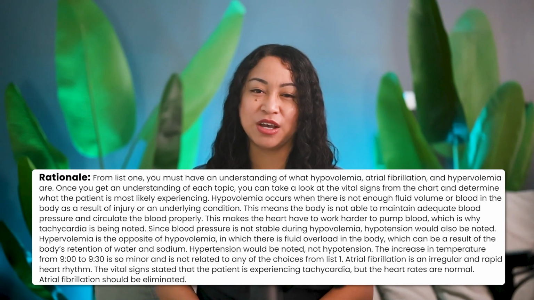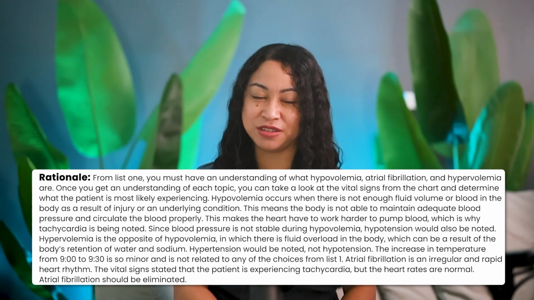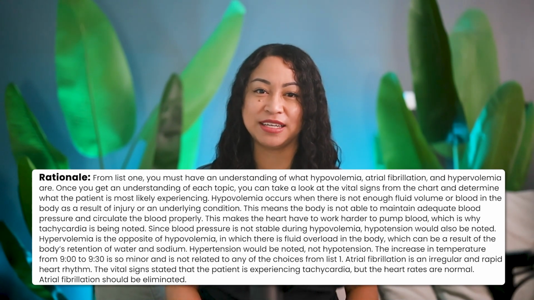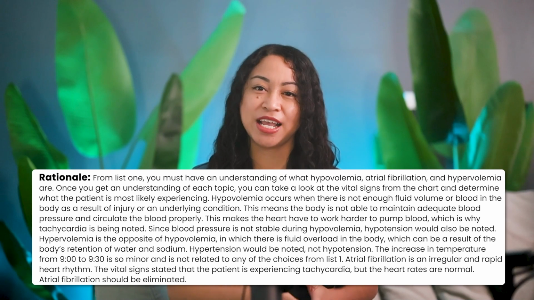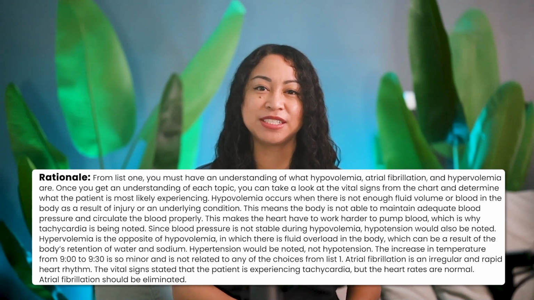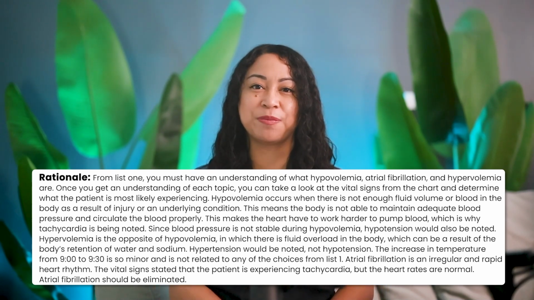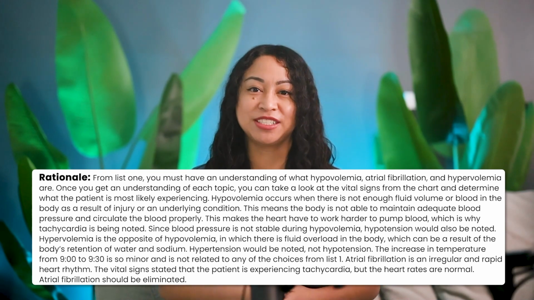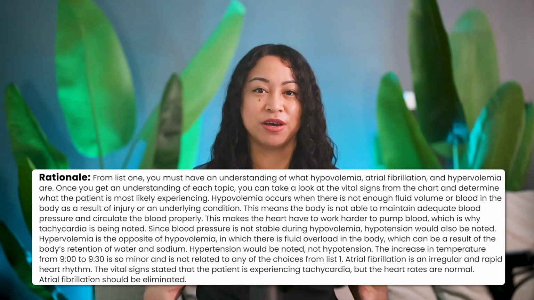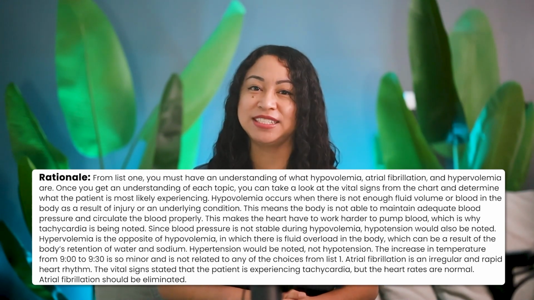Hypovolemia occurs when there is not enough fluid volume or blood in the body as a result of injury or an underlying condition. This means that the body is not able to maintain adequate blood pressure and circulate the blood properly. This makes the heart have to work harder to pump blood, which is why tachycardia is being noted. Since blood pressure is not stable during hypovolemia, hypotension would also be noted.